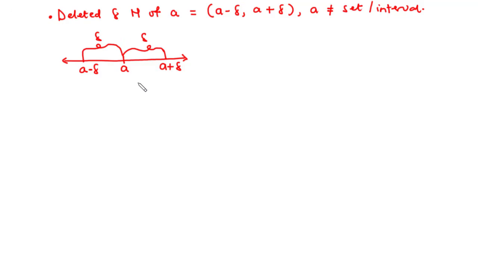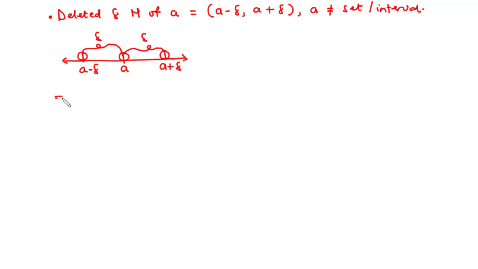Now, as the name goes, the deleted delta neighborhood of A. Now, this simply means that A is deleted from the set, or better still, from the interval. Therefore, A is also not part of the interval. So the endpoints A minus delta and A plus delta are not part of the interval, as well as A is also not part of the interval.